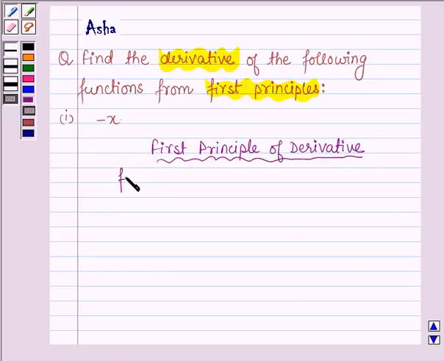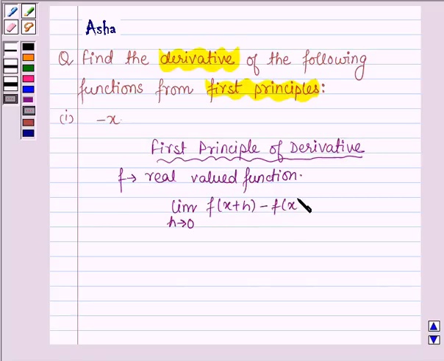Suppose f is a real valued function, then the function defined by limit as h approaches 0 of f at x plus h minus f x upon h, wherever the limit exists, is defined to be the derivative of f at x and is denoted by f dash x. So this definition of derivative is called the first principle of derivative, and this we shall be using to find the derivative of minus x. So this is our key idea.